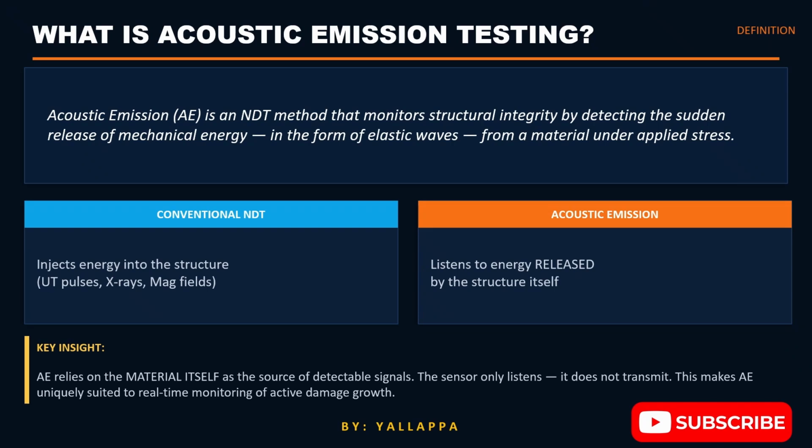Now this slide gives the formal definition of acoustic emission testing. AE is a passive NDT method that detects elastic stress waves generated by sudden energy release inside a material. Now let me explain the important word here: passive. This is one of the favorite Level 2 and Level 3 exam questions. Methods like UT and eddy current inject energy into the component. But AE does not inject anything. The structure itself becomes the signal source. The sensor only listens. Very important difference.